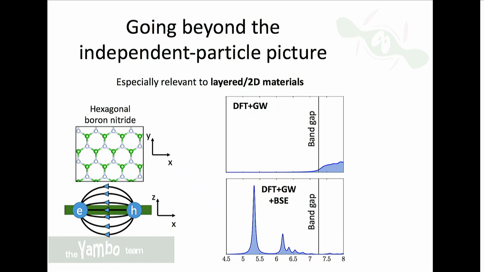You see here the field lines between electron and hole are mostly in the vacuum space. There are no electrons more or less here. And so the screening is weaker than you would have in a bulk system. So this is generally the reason.